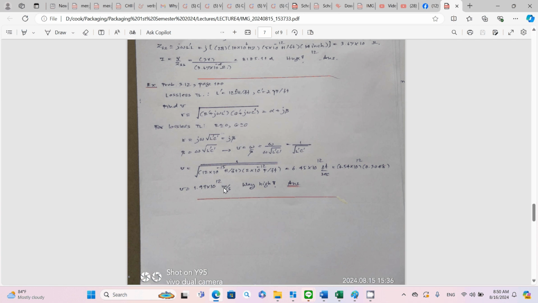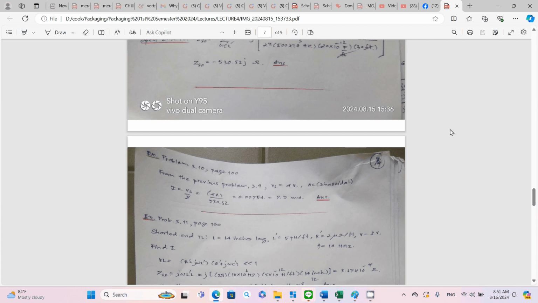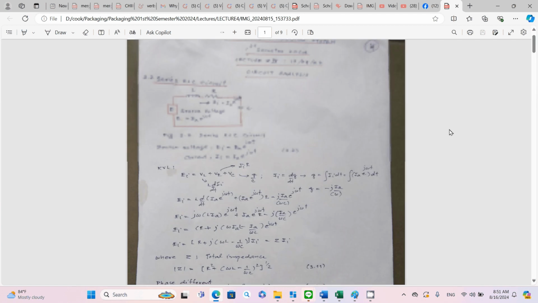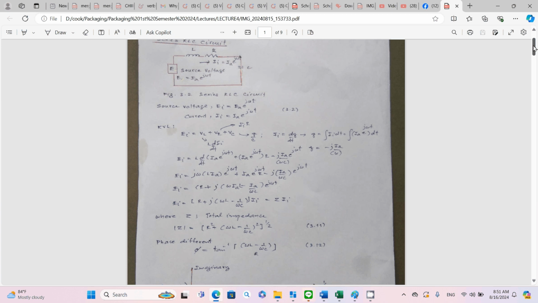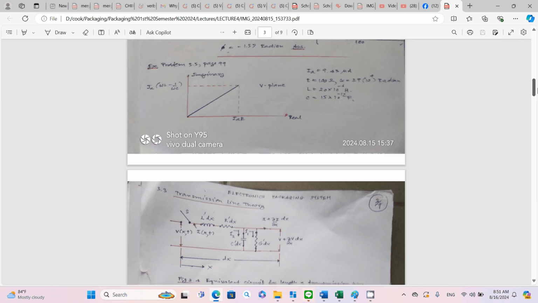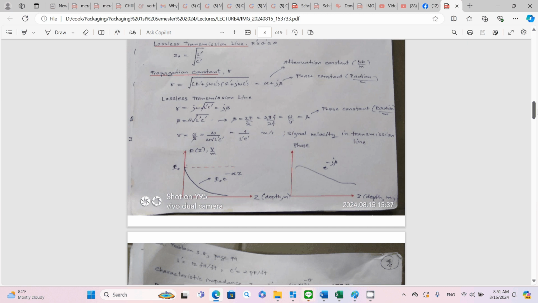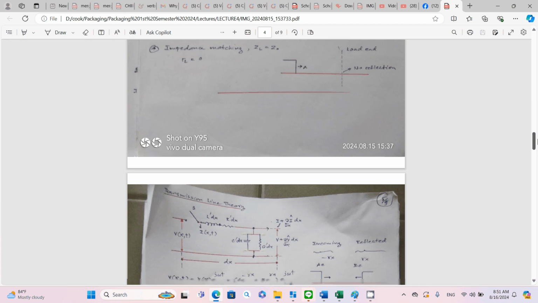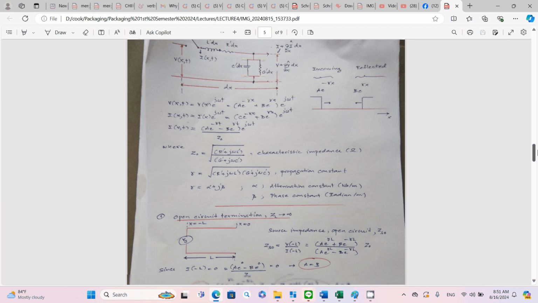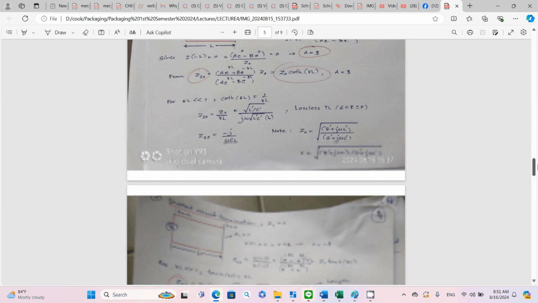Okay, so that's our transmission line theory, to get into the shorted termination and the open-ended termination, as well as the arbitrary load termination. Okay, that's what I have here.